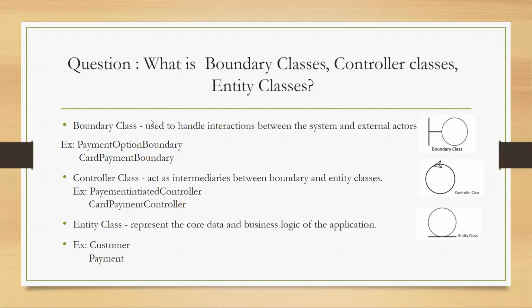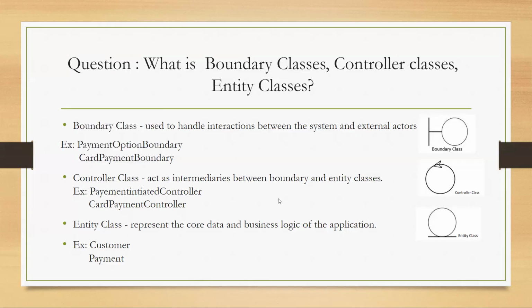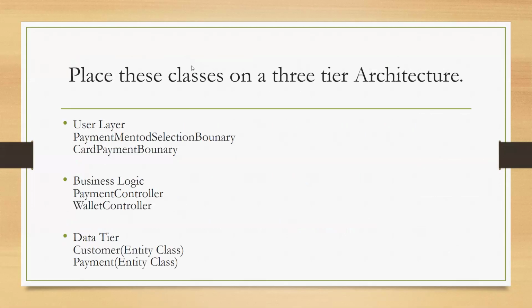So in this answer, you need to write these classes. Okay. And when it comes to the next question, whatever the classes that you have written in the previous answer, boundary classes, entity classes, and control classes, all those things you need to place in a three-tier architecture.